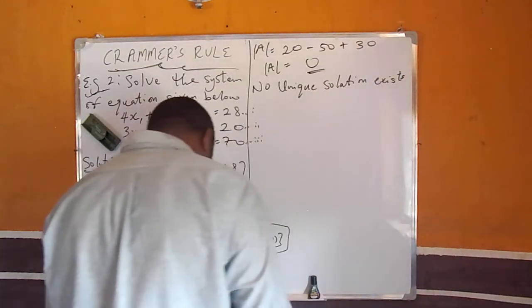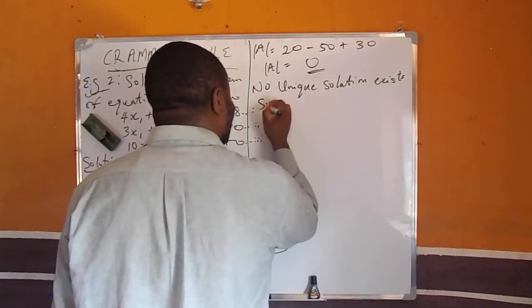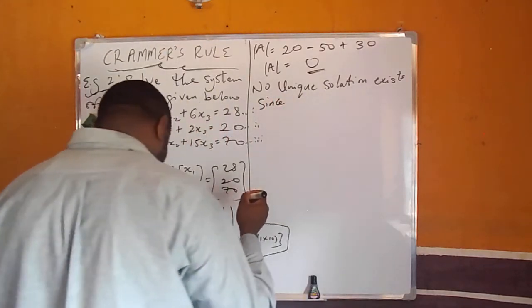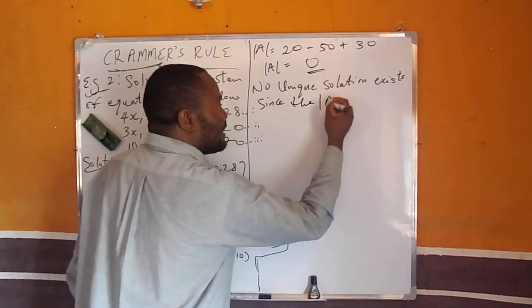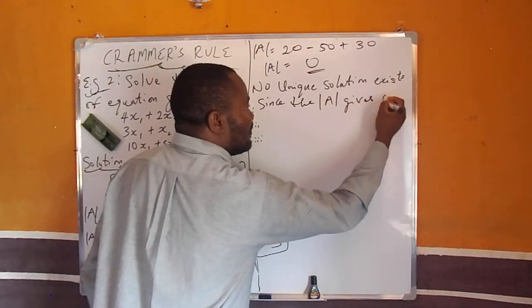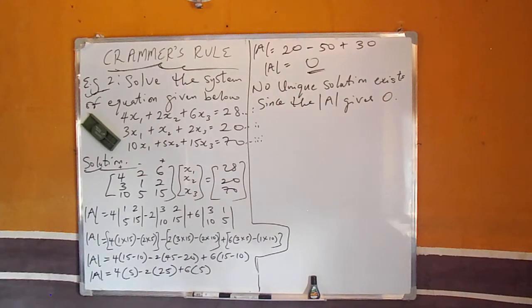No unique solution exists since the determinant of A gives 0. So no unique solution exists in this equation.